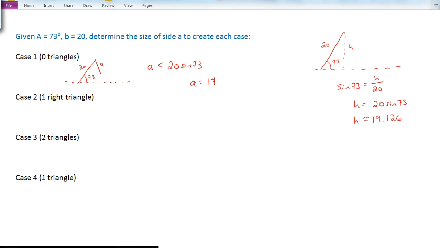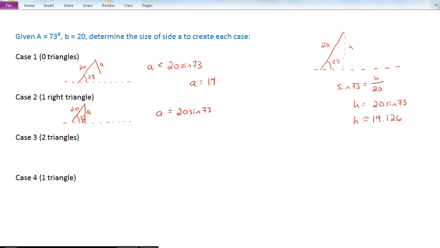Okay. In the second case, I'd like to have a similar picture. Here's my 73-degree angle. Here's my side length 20. And if I make this side exactly equal to h, so if A equals 20 sine 73, I will make one right triangle. Okay, so that has to be exactly 20 sine 73, which is approximately 19.126, but I'm going to leave it as A equals 20 sine 73 because 20 sine 73 is an irrational number that I don't want to mess around with.